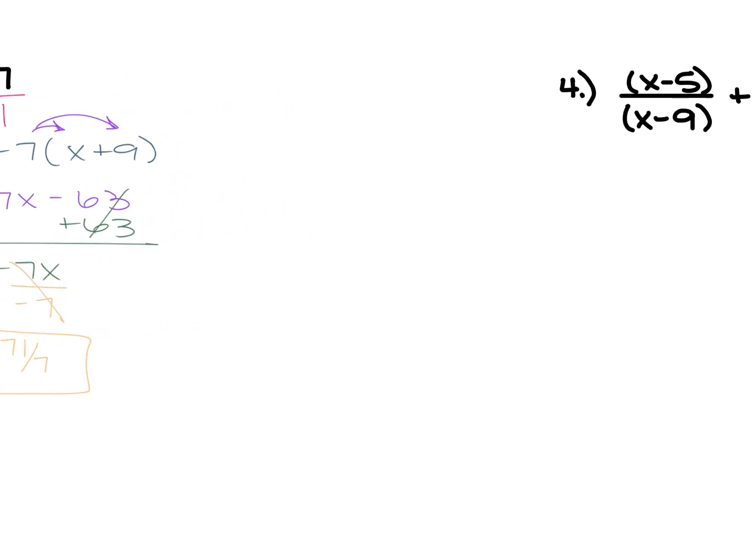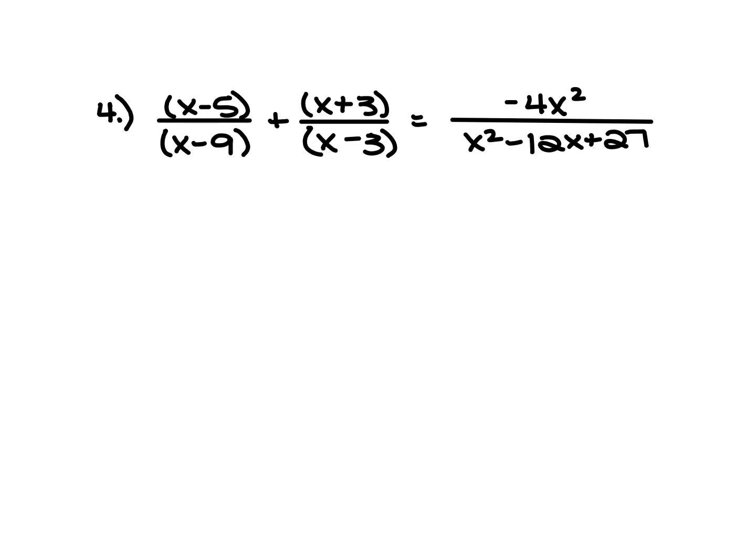For number 4, we have x minus 5 over x minus 9 plus x plus 3 over x minus 3 is equal to negative 4x squared over x squared minus 12x plus 27. For this one, we are going to factor the x squared minus 12x plus 27 first, so that's going to be x minus 3 times x minus 9.